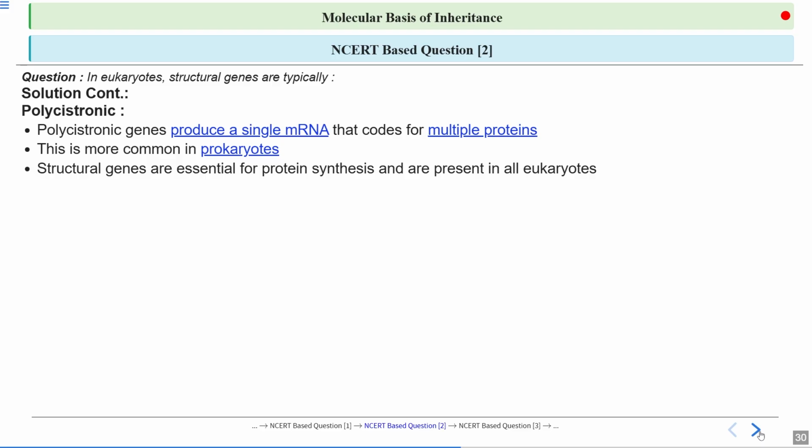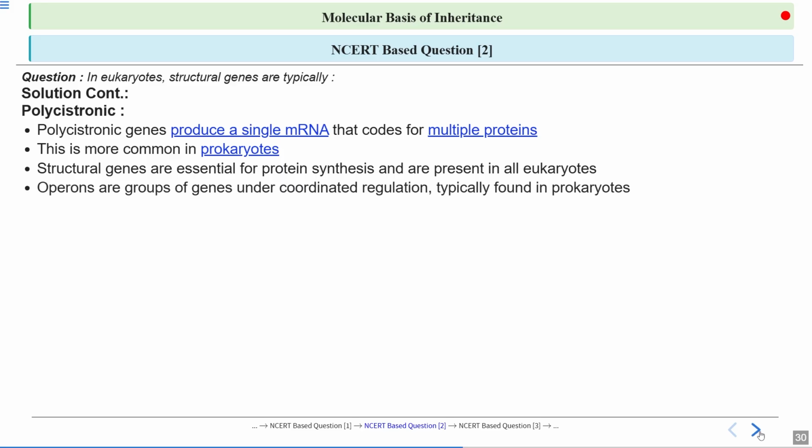Structural genes are essential for protein synthesis and are present in all eukaryotes. So structural genes are what? They are essential for protein synthesis, and they are present where? They are present in all eukaryotes. And if we talk about operons, which we're going to talk more about in an upcoming class, what is it? A group of genes under coordinated regulation, which is typically found where? Which is typically found in prokaryotes.